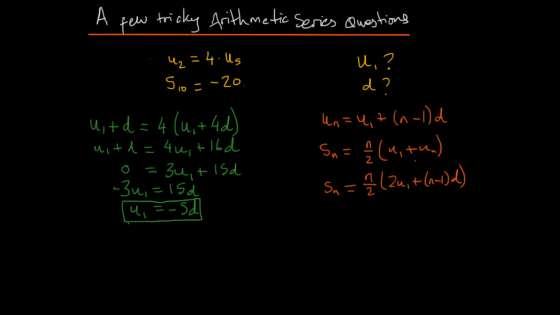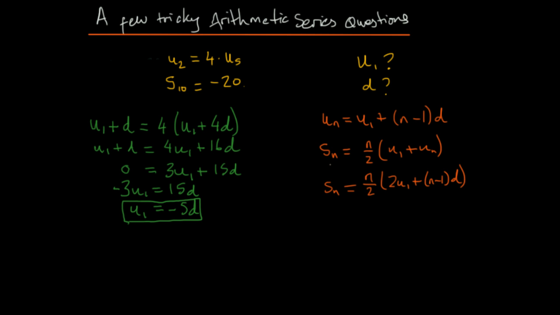Well, actually, this is minus 20 directly. This is just minus 20. So that's probably faster than writing this one down. So let's do that one then. Sn is minus 20. So the sum to 10 is minus 20. So this guy here is minus 20.